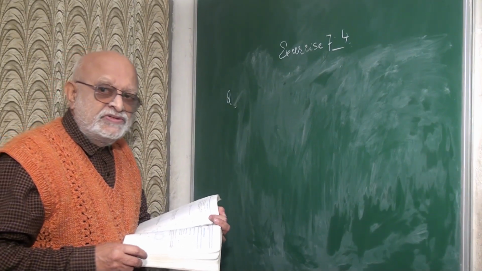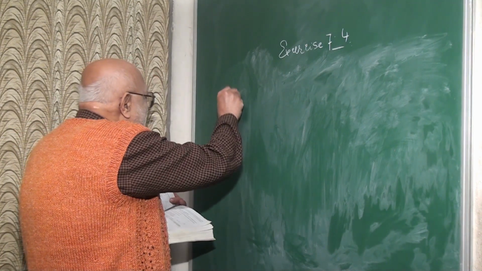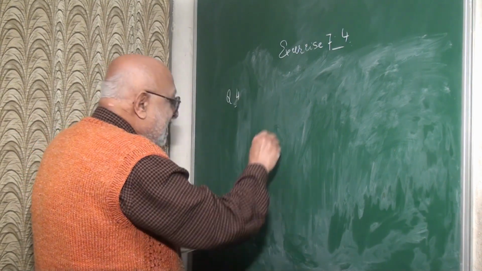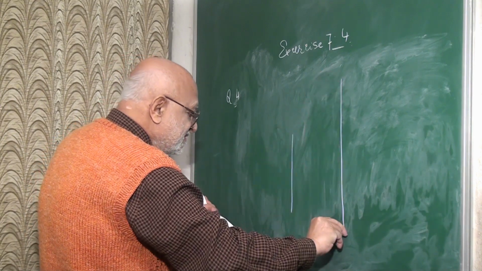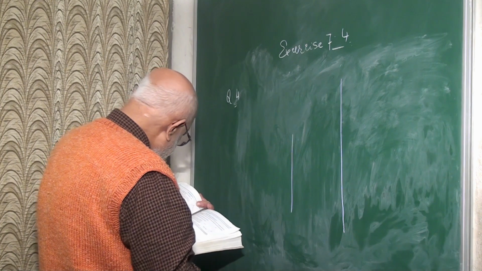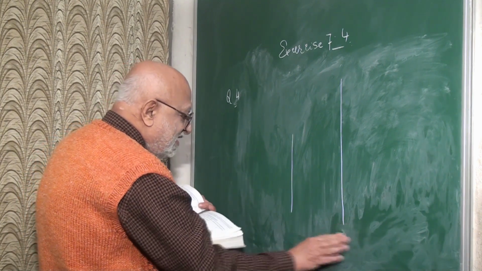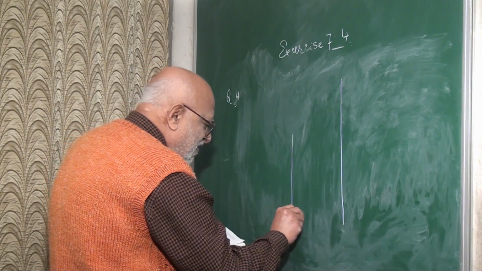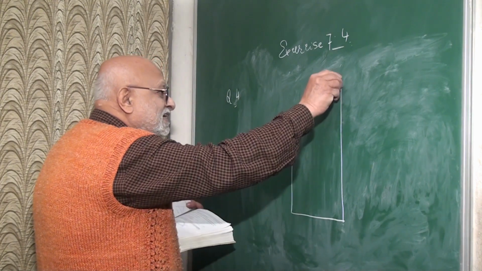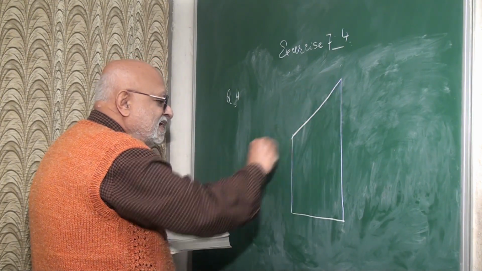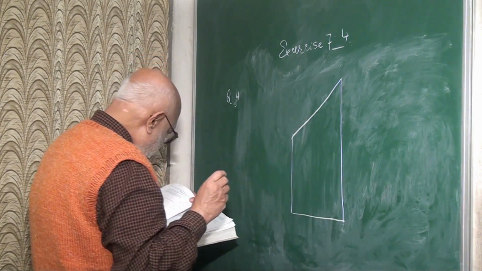We'll go to the next question, which is question number 4. And here it says that AB and AD, these are the smallest and the longest side of a quadrilateral. Now we are talking about a quadrilateral. A quadrilateral is something which has how many sides? 1, 2, 3, 4. So this you know.